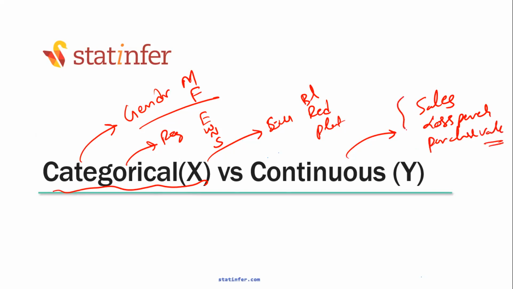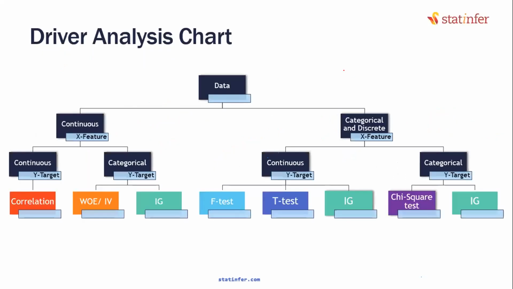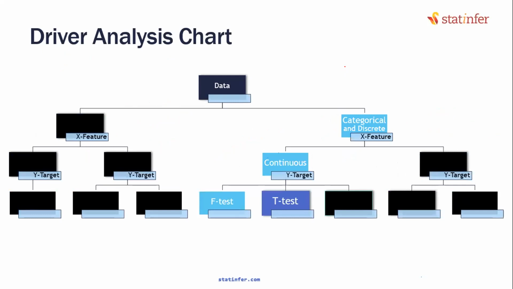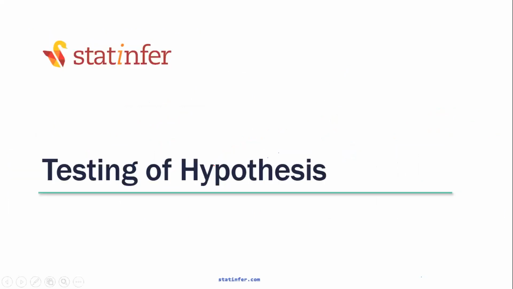If you have this Y variable which is continuous and an X variable which is categorical, how do you find out whether it is a driver or not? For this, we have to use something called testing of hypothesis. We will now discuss testing of hypothesis in detail.